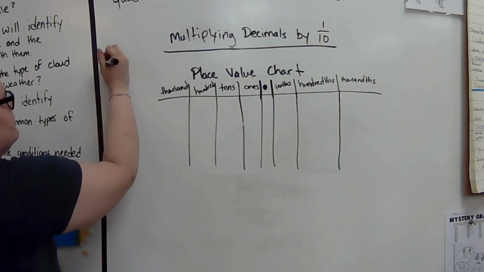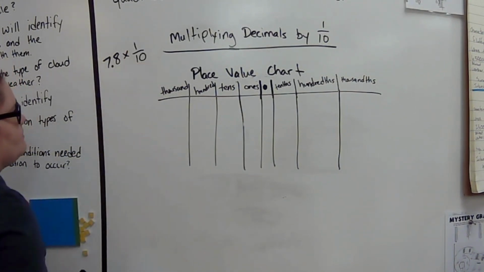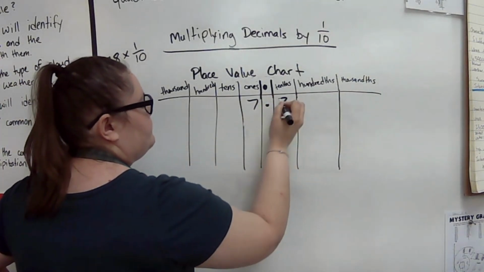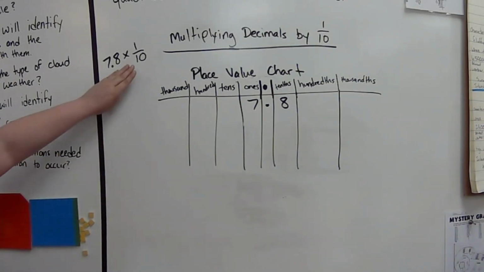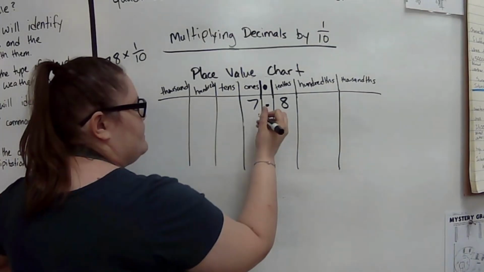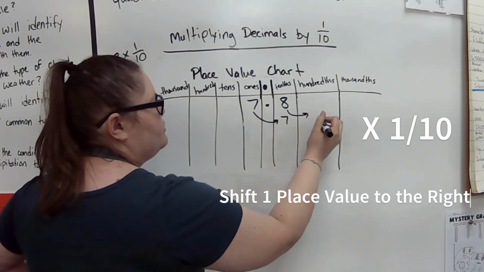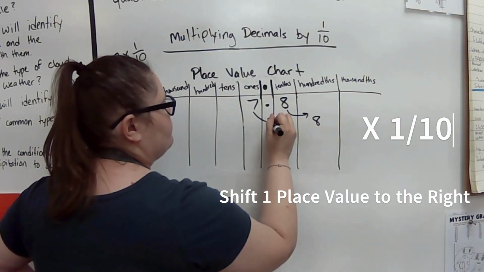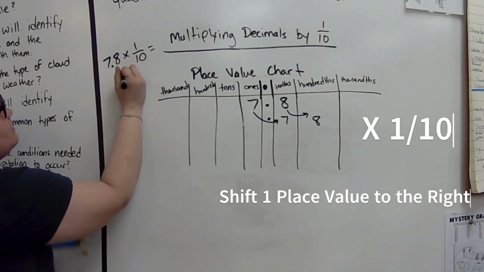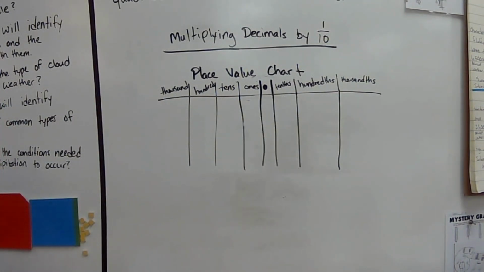Let's try another one. 7 and 8/10 times 1/10. I'm going to place that number inside of my place value chart. 7 and 8/10. I know that 1/10 is smaller than 1, so my value is decreasing. I'm going to move that 7 ones to my tenths and my 8 over to my hundredths. So 7 and 8/10 times 1/10 equals 78 hundredths. All right, now for the trick.